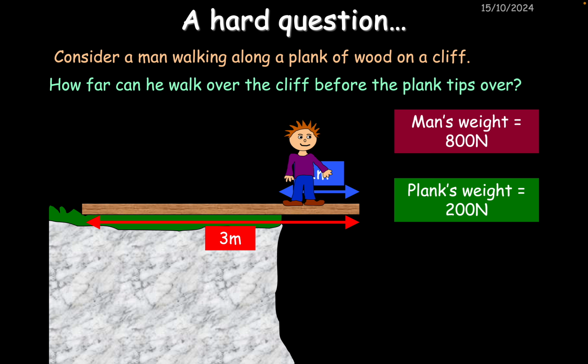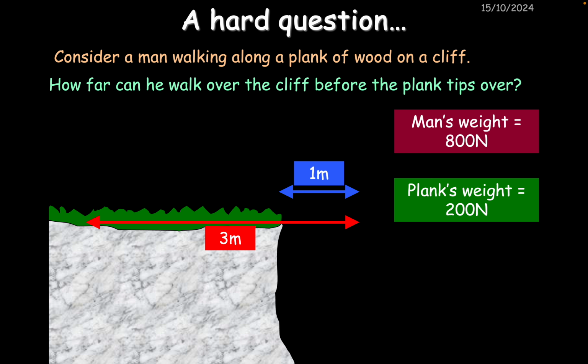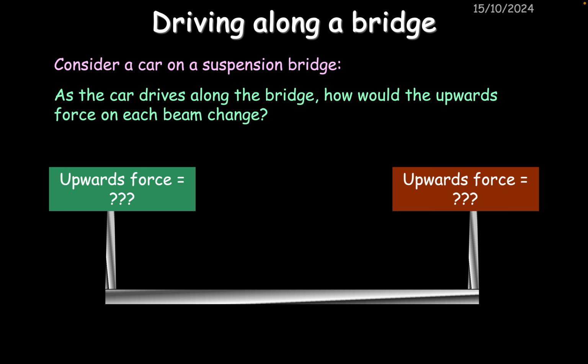Unfortunately, on this slide, I haven't put the answer, but I've just done it in my head, and it's going to be 0.125 meters. And if you want to have a go at doing that with the clockwise moments and anti-clockwise moments, this is a higher level question, okay? Good luck. All right, so if he goes over 12.5 centimeters beyond the edge, that's what will happen to him.